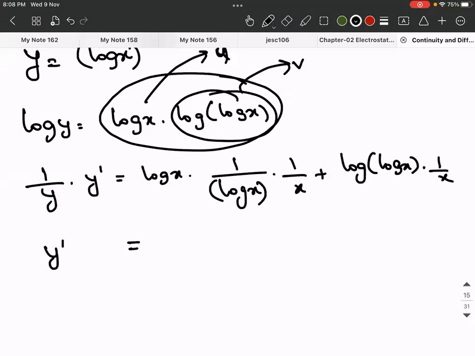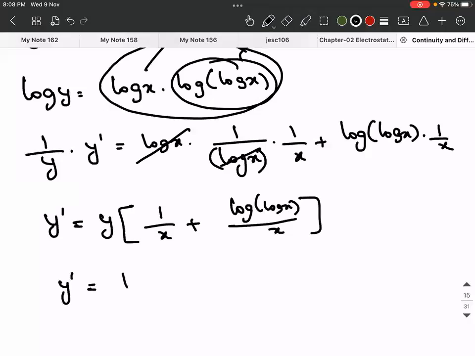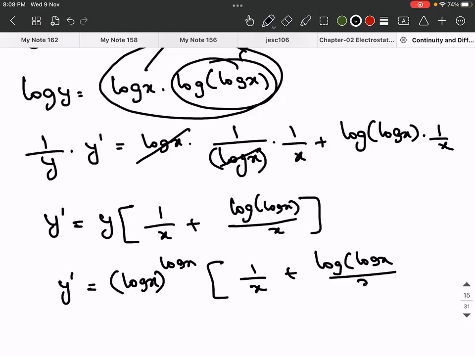So y dash will be equal to y into, log x and log x are gone, so 1 by x plus log of log x by x. So the answer should be log x to the power of log x into 1 by x plus log of log x to the base x. Right. So this should be the answer. Clear?